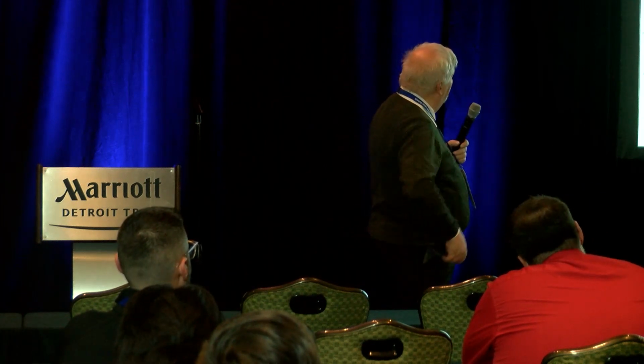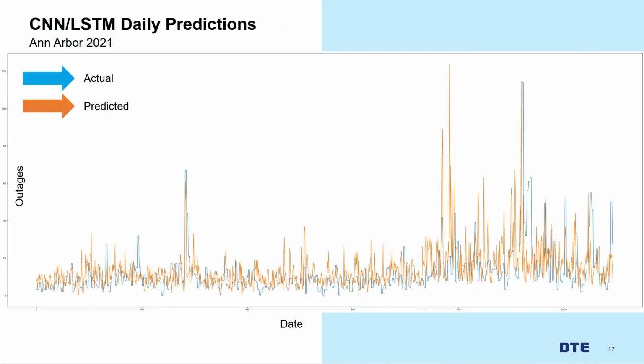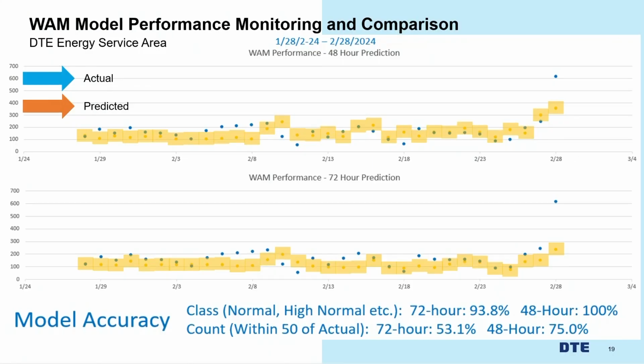So here's an example of our neural net model, predicted versus actual. We thought we'd already seen that. So how well does it work, and how do we tell the business how well it works?